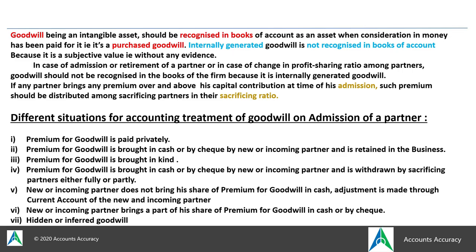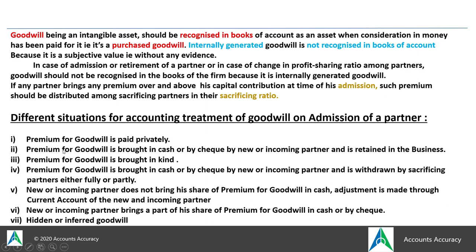In my previous video on admission of partners, I had discussed the new profit sharing ratio among the partners, the revaluation account, as well as the partners' capital account and balance sheet. Here, just see the treatment of goodwill on admission of a partner.